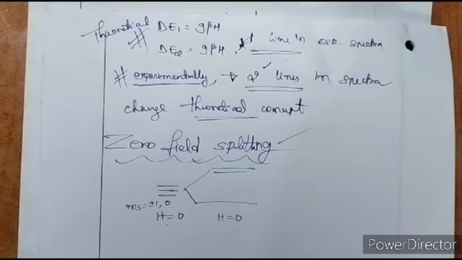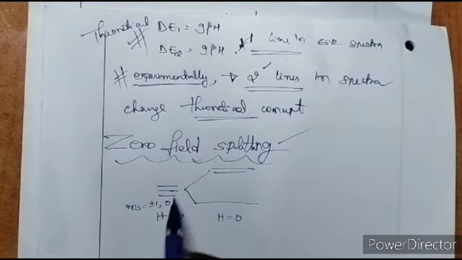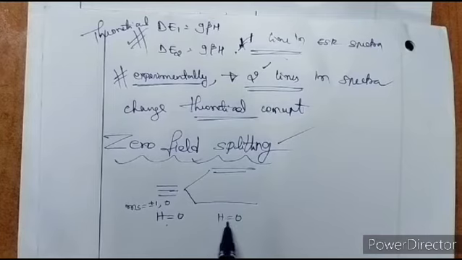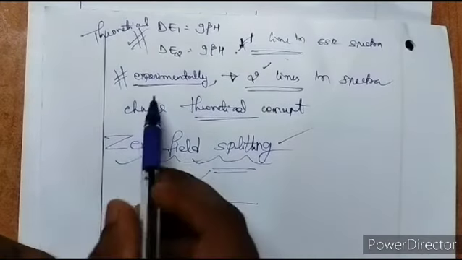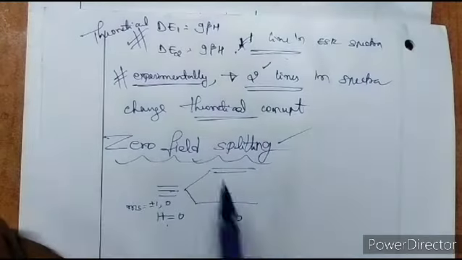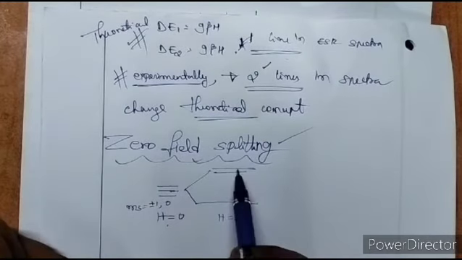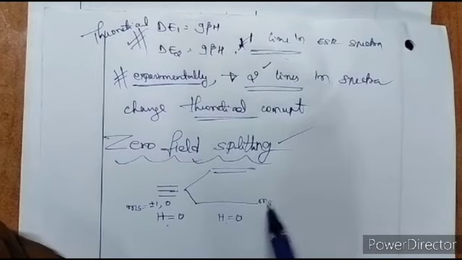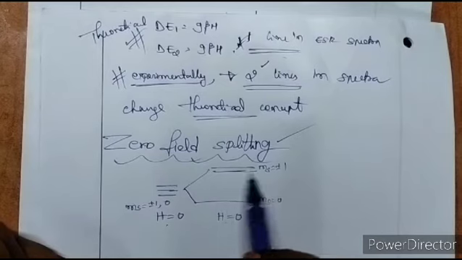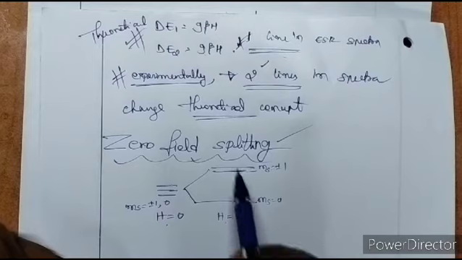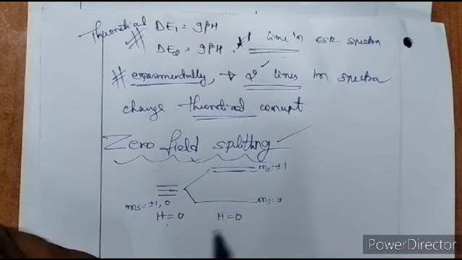Like this. The 3 ms level, initially it was degenerate, and even in the absence of magnetic field, we observe that, or it is also a theoretical concept in order to explain experimental behavior, the 3 ms level split like this. This is ms is equal to 0, while this is ms is equal to plus or minus 1. Here these two levels are degenerate. ms is equal to plus or minus 1 is degenerate, while this is not degenerate. This is called zero field splitting.